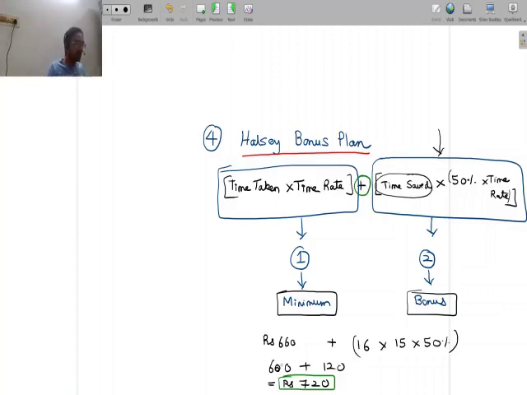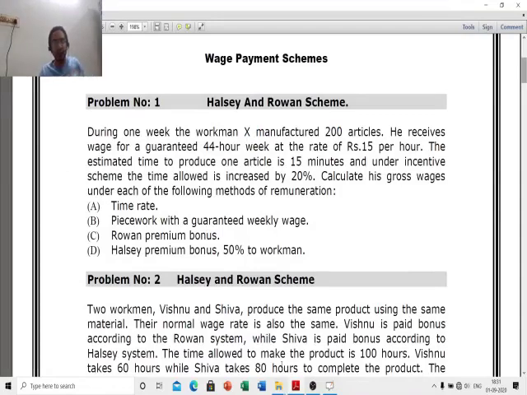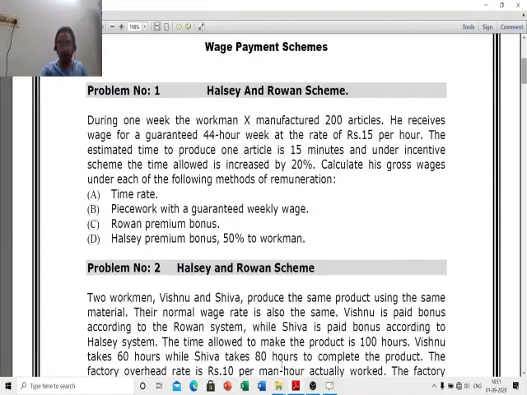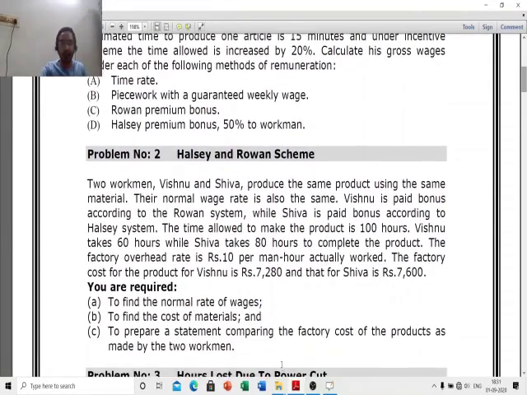The only thing important to understand is what the formula of the Rowan plan is and how it makes sense, what the formula for the Halsey plan is and how that makes sense. So with this we have answered the first question here. Now let's look at the second question.